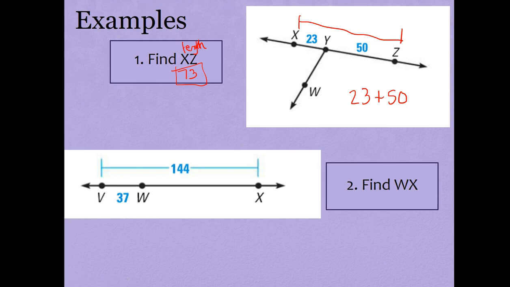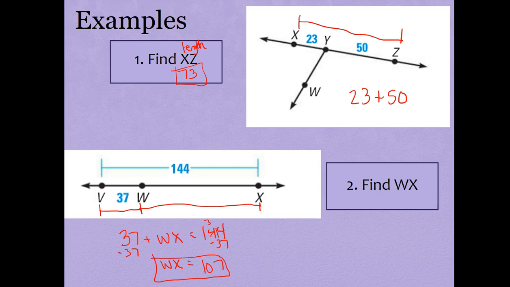Now find the length of WX. So WX is just the smaller part, and we know by the segment addition postulate I can add this other part over here. So VW, which is 37, plus WX, the right part, equals the total thing of 144. So all I have to do is subtract 37 from 144 to get WX. So let's borrow. 13 minus 7 is 6. 13 minus 3 is 10. So WX is 107.